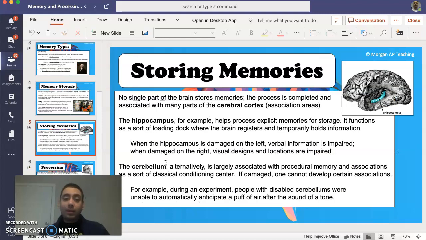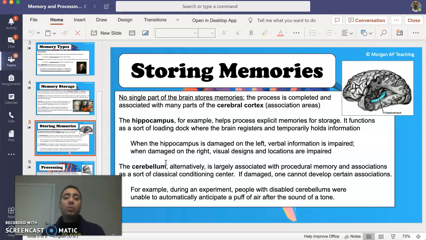Now, storing memories. When we talk about the actual storage of memories, you need to know that they are associated with the hippocampus. The hippocampus helps processes like explicit memories get to be stored. The cerebellum allows us to store information that regards movement, so it's associated with those kinds of memory.